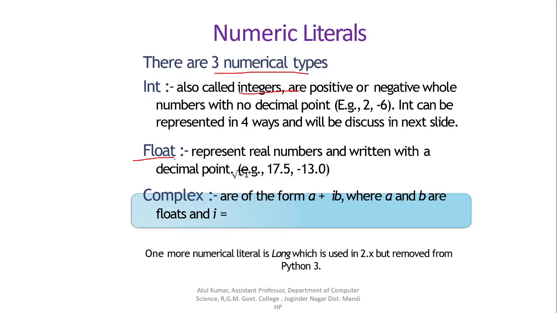Next is float, which represents real numbers written with decimal points. All the numerical values that have a decimal point in them are called floating point literals. Next we have complex literals, like complex numbers in mathematics. These can be represented in Python with the help of complex literals, in the form a plus bj, where a and b are floating point numbers and j is the imaginary part.